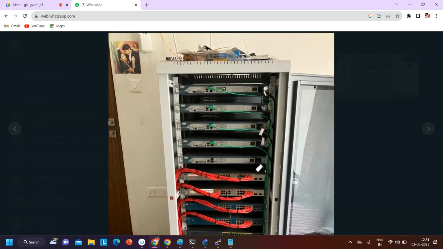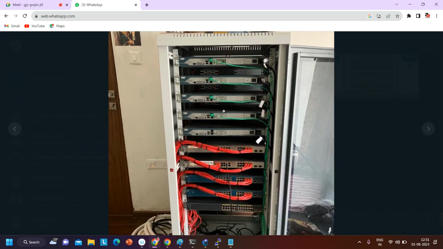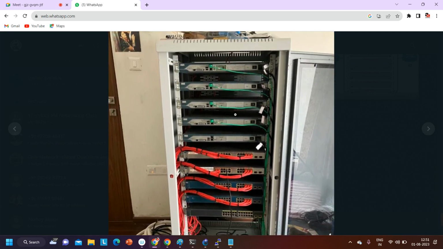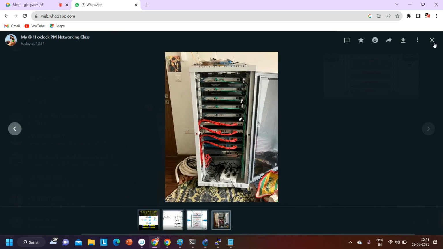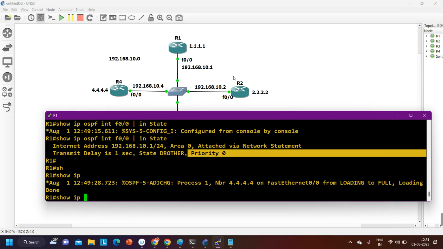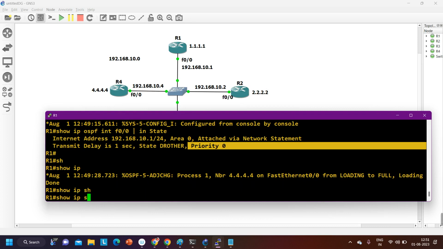In my rack, you can see the upper 4 devices are routers and the lower devices are switches. So I can design the same topology in this rack and configure OSPF.